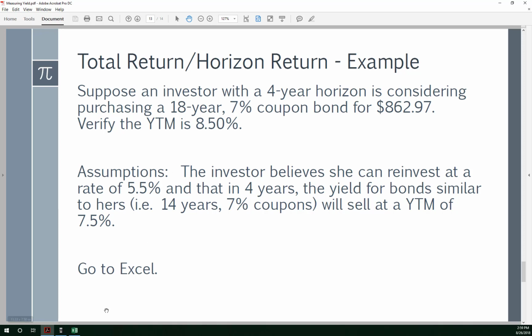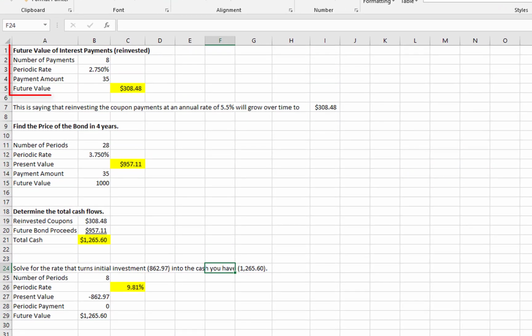So let's go to Excel and just look at all of this real quick. First, up here in the top left, we can figure out what the future value of all the coupon income being reinvested over our 4-year horizon. So the number of periods, we got 4 years times 2 periods per year, so 8 total periods. The periodic rate is going to be 5.5% divided by 2, so 2.75% per period. The cash flows are $35 every 6 months, and so to find out what those cash flows are going to grow to over our 4-year horizon, we can just compute the future value of those cash flows using the 5.5% discount rate.